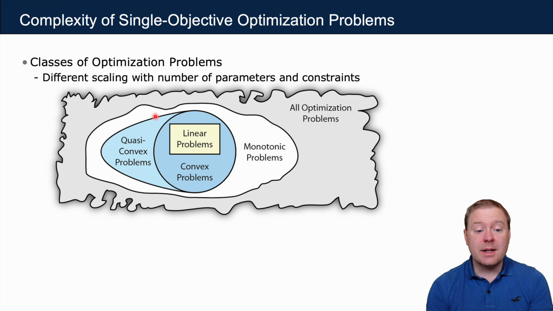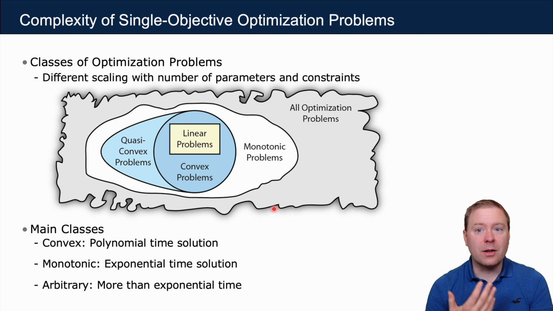You can extend this into quasi-convex problems, where you can solve it as an iteration of convex problems and still find the global optimum. Then we have the monotonic optimization problems, which you can solve to global optimality, but it requires an exponential amount of time. And finally, you have all kinds of weird optimization problems that you might not even be able to solve in any reasonable amount of time.